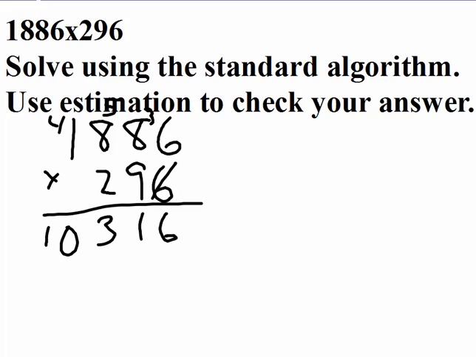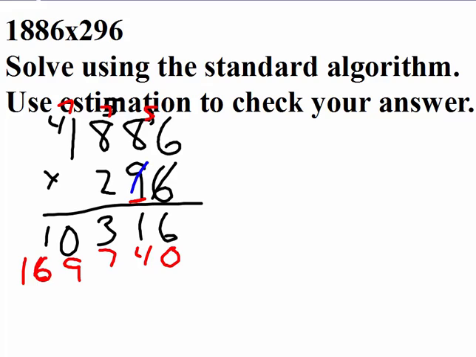Done with that 6. So now I'm going to my next one, my 10s. Add a 0 for my 10s spot. 9 times 6 is 54. 9 times 8 is 72, plus 5 is 77. 9 times 8 is 72, plus 7 is 79. Carry the 7. 9 times 1 is 9, plus 7 is 16.